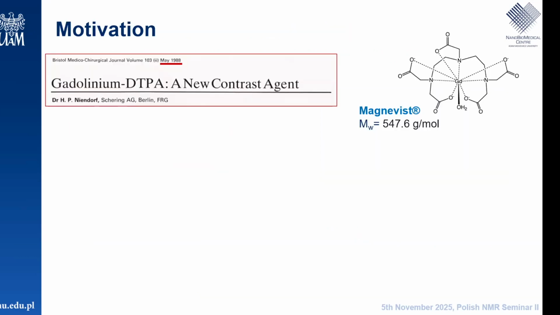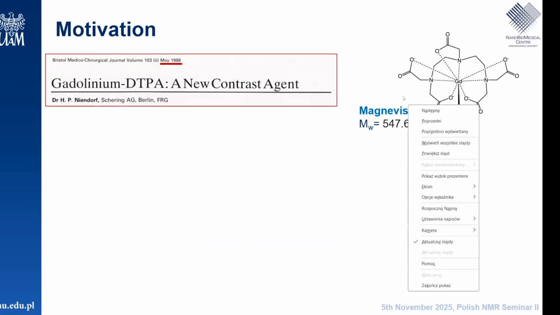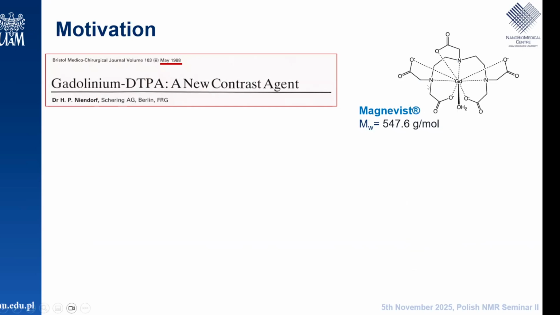So the first gadolinium-based contrast agent was investigated in 1988, and since then contrast agents became very popular in magnetic resonance imaging. The first gadolinium-based contrast agent is called Magnevist, and here you have the Magnevist. It's a kind of linear ionic contrast agent, and its molecular weight is about 500 grams per mole.